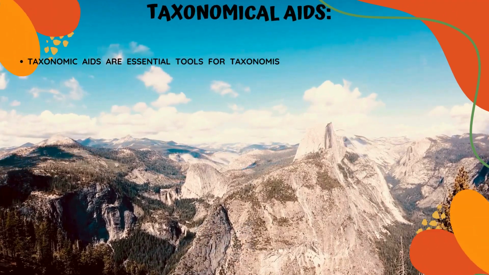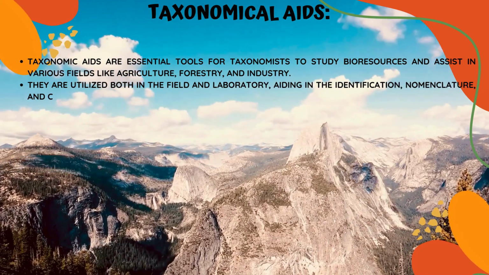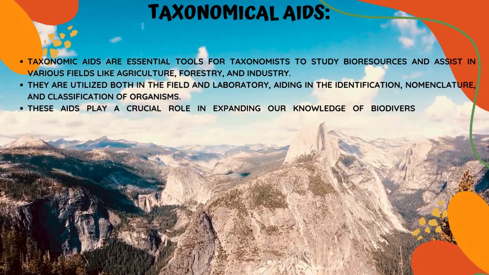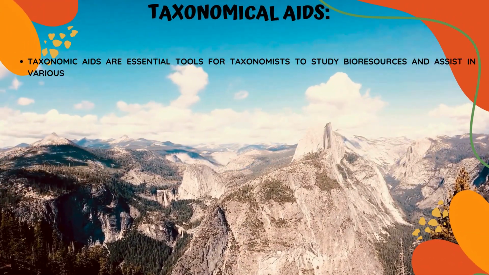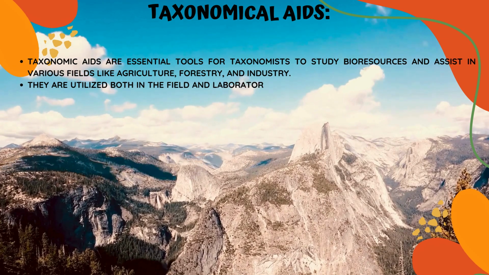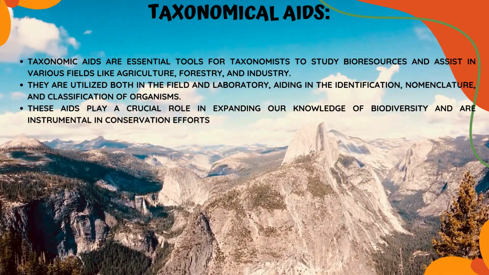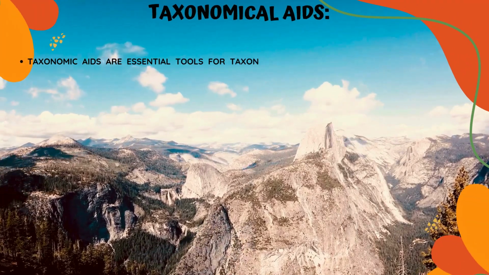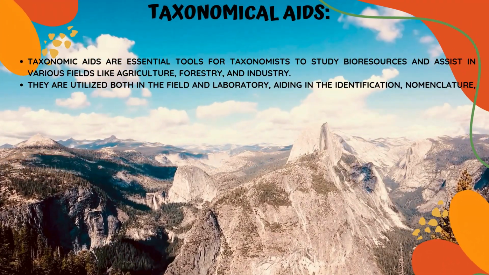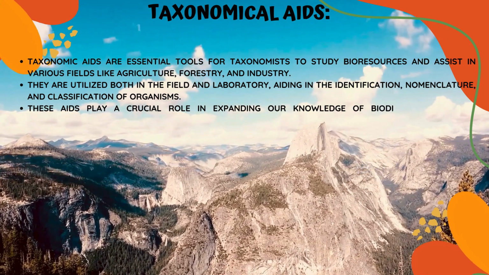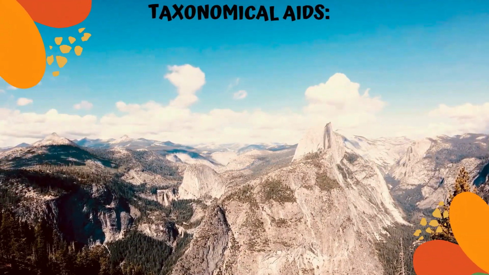Next topic is taxonomical aids. The taxonomical aids help us in the study of knowing our bioresources and are also useful in agriculture, forestry, and industry. They can be used both in the field as well as in the laboratory. There are various taxonomical aids that are used by taxonomists that help in identification, nomenclature, and classification of organisms. The important taxonomic aids include herbaria, botanical gardens, museums, zoological parks, and keys.